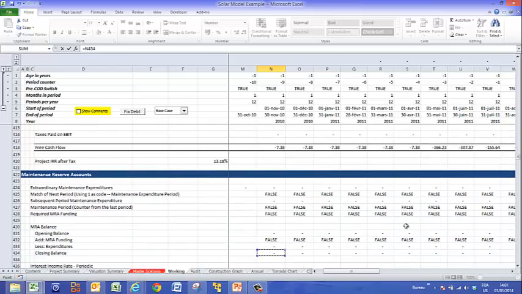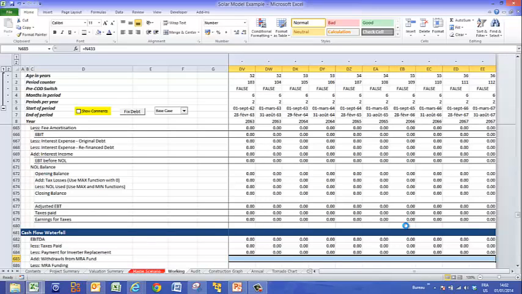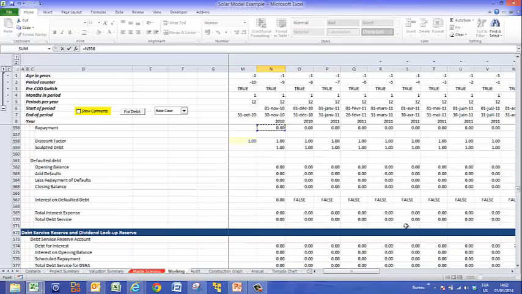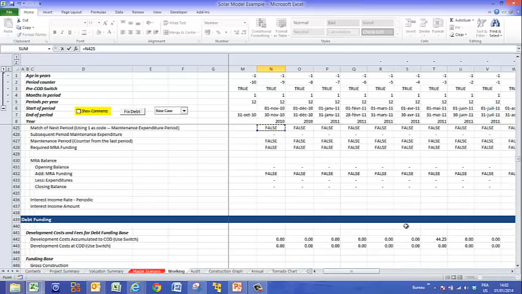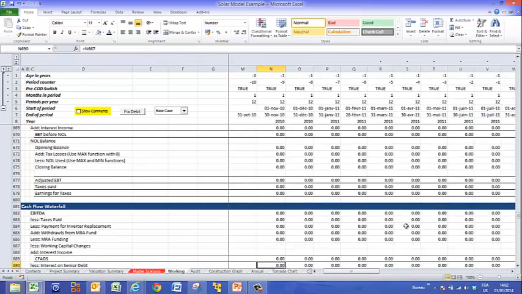Okay. I put less expenditures. A better name for that would have been less withdrawals from the MRA fund, and then we put our additions to the MRA fund. And those are this one, and I can multiply that by 1 again, remember, since it was a false.